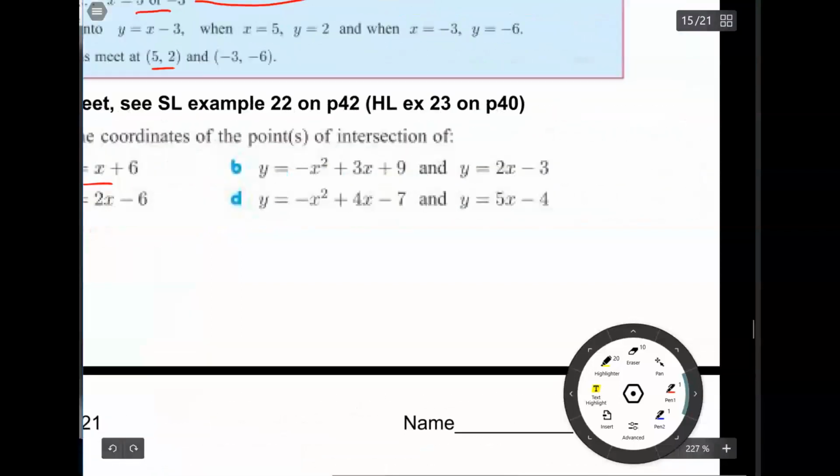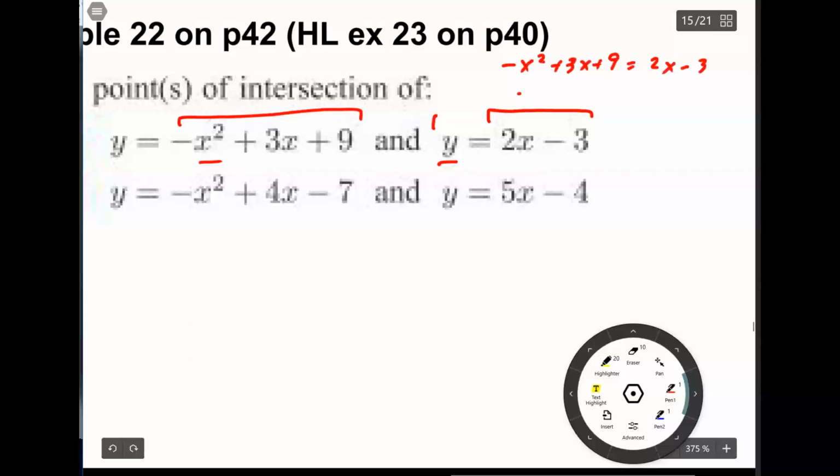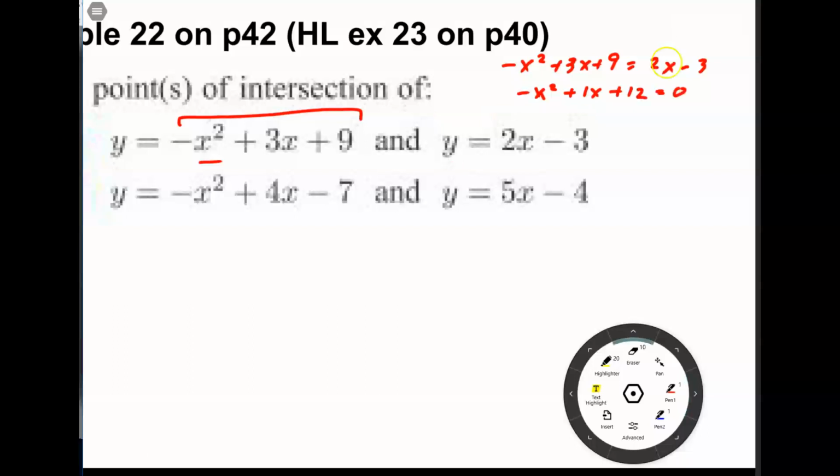Let's go to B. So B has this quadratic and this line. So again, the first thing we're going to do is take the right side of the quadratic and set it equal to the right side of the line. And then we're going to combine like terms and see when it's true. So negative x squared, we're going to subtract 2x from both sides, so 3x minus 2x is 1x. We're going to add 3 to both sides, so it's plus 9 plus 3 is plus 12. And so the right side becomes 0.